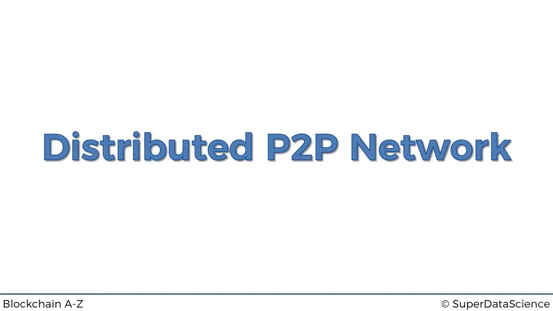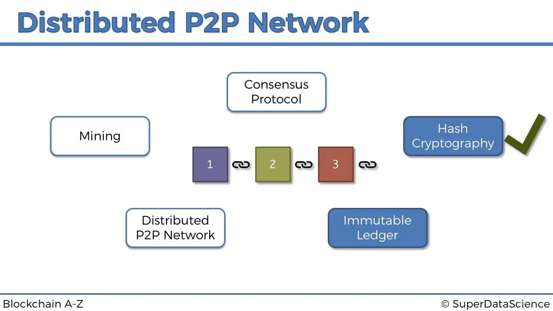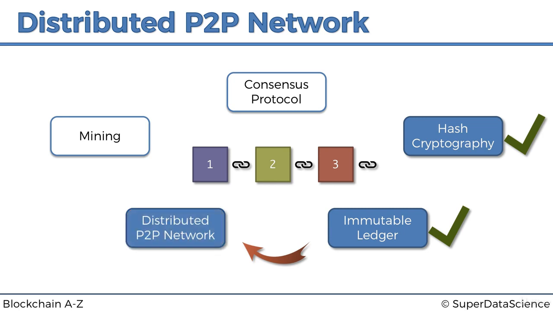Today we're talking about distributed peer-to-peer networks. Alright, so previously we've already talked about hash cryptography, check that one off. We've checked off the immutable ledger previously as well. And now we're moving on to distributed P2P networks. So let's have a look.